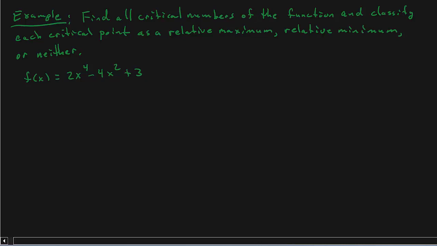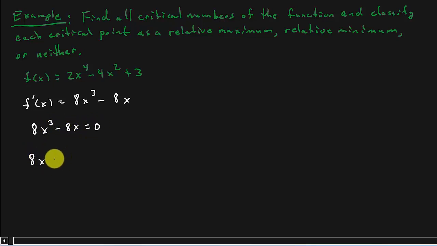It says find all critical numbers of the function and classify each critical point as a relative maximum, relative minimum, or neither. All right, so here we go. Let's take the derivative. So f prime of x is equal to 8x cubed minus 8x. There's our derivative. And now we take this, set it equal to 0, and we solve.